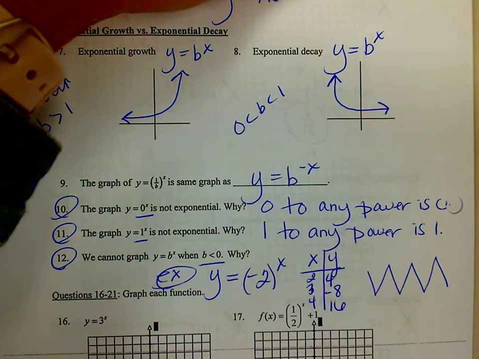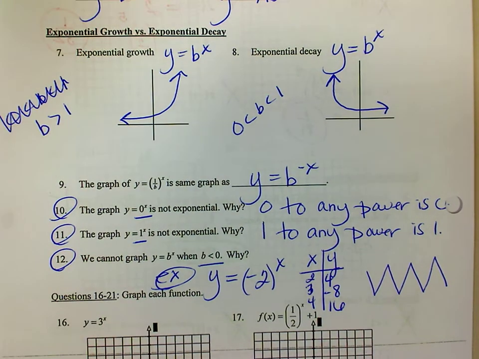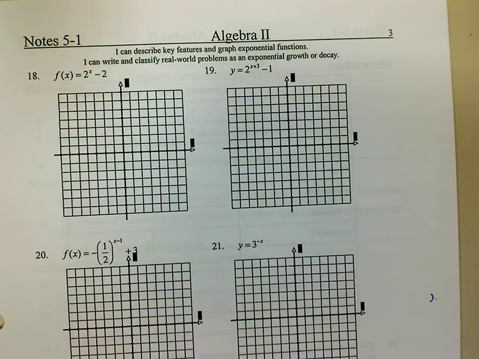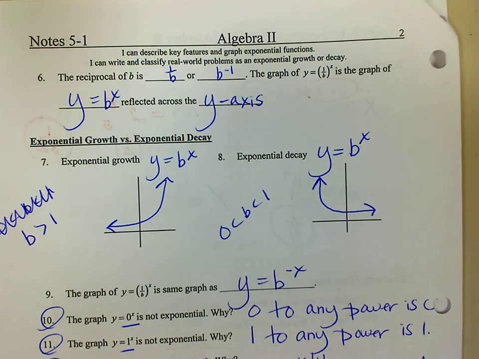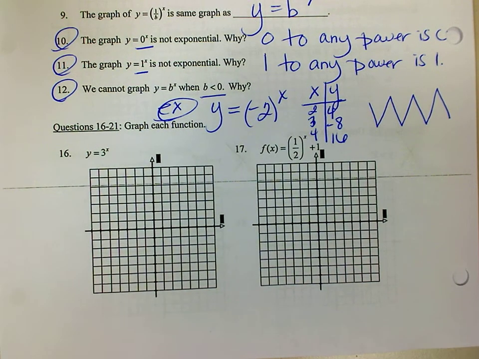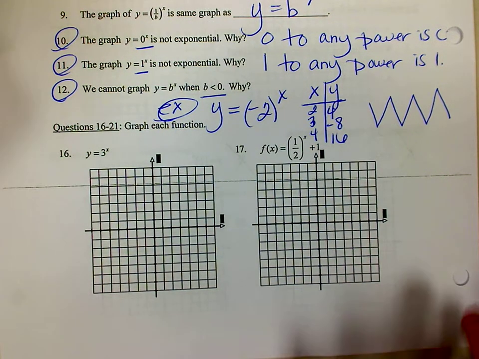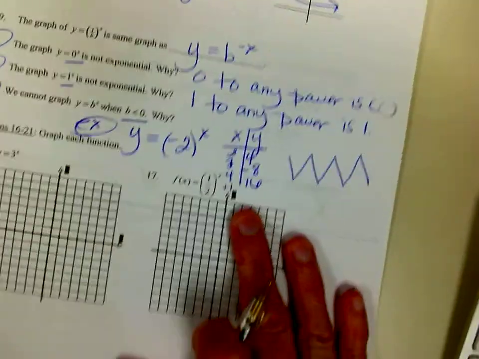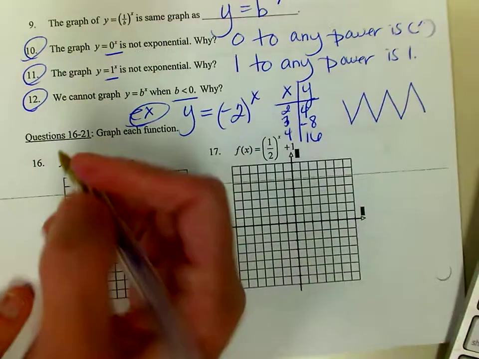Okay, if that doesn't make sense, it's not that big of a deal. The most important part is how to graph these. So let's go ahead and start with 16. We'll start graphing from there. So notice that x is the exponent. So whenever x is the exponent, I want to make a table.